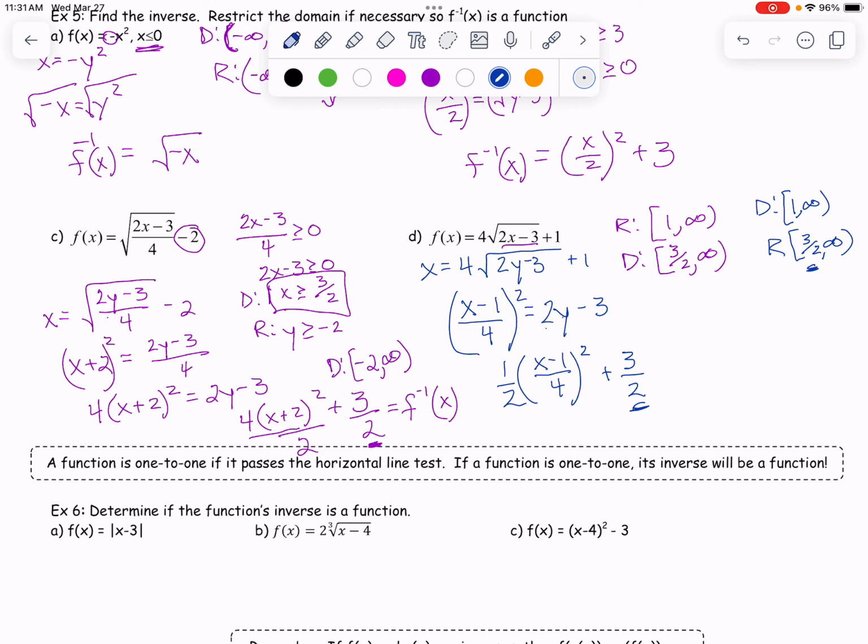And then for this one, you're going to have your domain is right here, which is moving it to the right. It's on the inside, so it's moved right one.